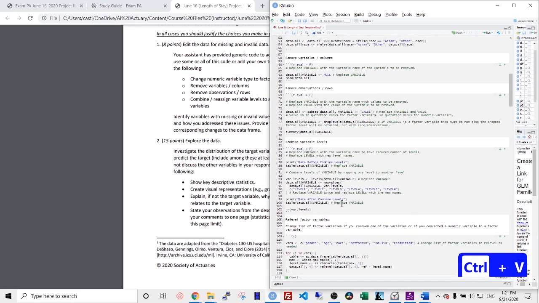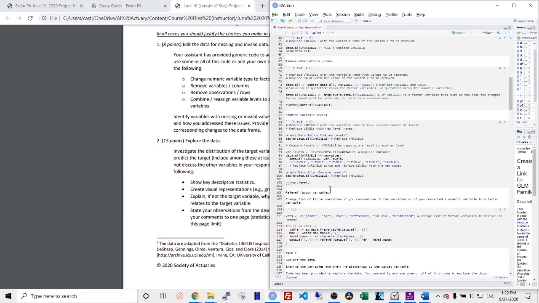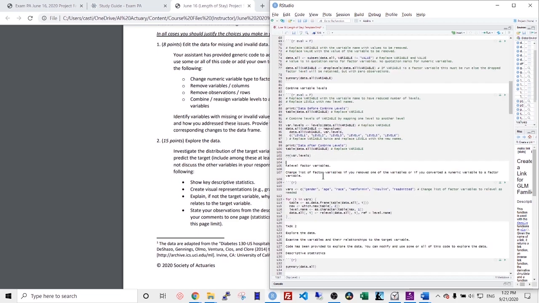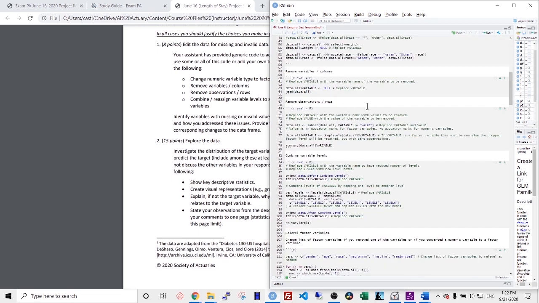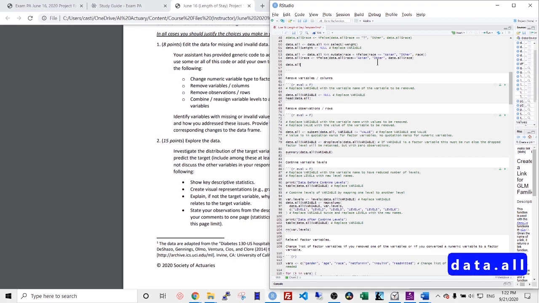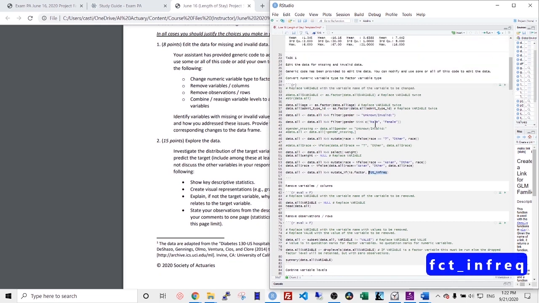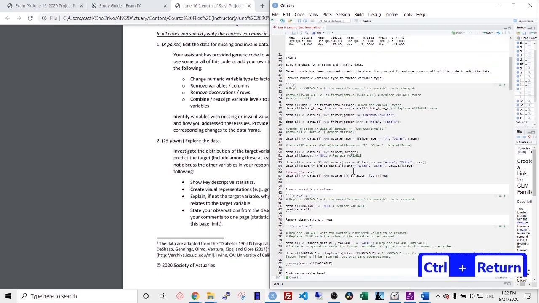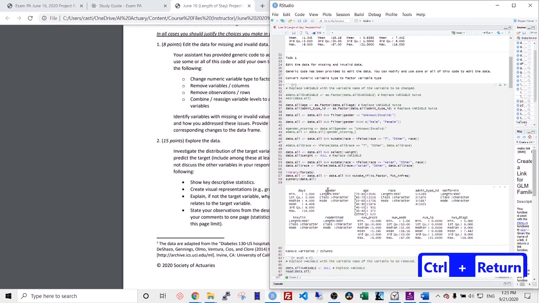Oh, and before I forget, I do have to set the variable levels to those which have the most observations. You can use the SOA's code to do this, but what I like to do is to use this function in dplyr. So you just say data.all is equal to data.all, and then mutate_if is.factor, fct_infreq. This is in the forcats library. So I just have to load forcats and then run this. And then if I look at the summary, I can look at the base level.